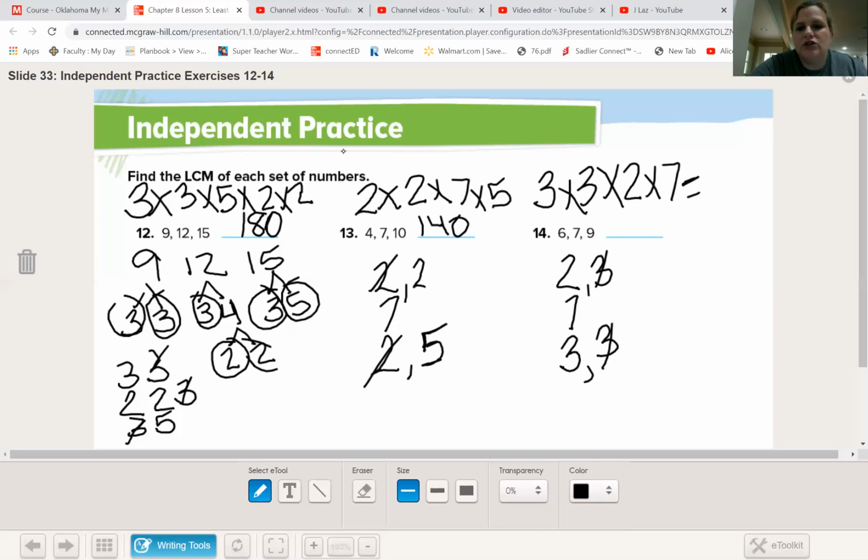So 7 times 2 is 14. 14 times 3, let's do it this way. 3 times 3 is 9. 9 times 2 is 18. Times 7. Whoops, 18 times 7 is 126. Stop trying to cut corners, Miss Leslie here. So that's it. We've gone through all of those independent practice problems.